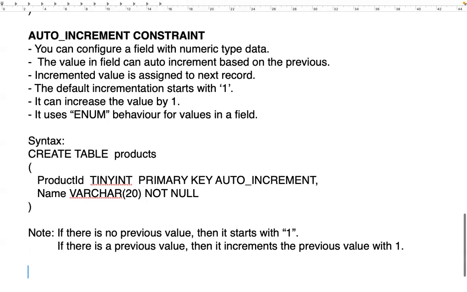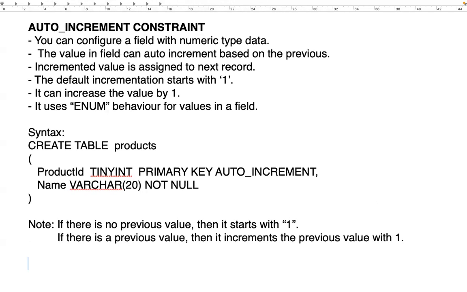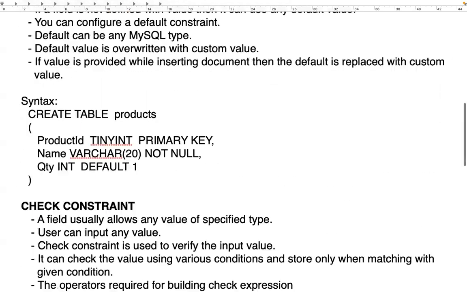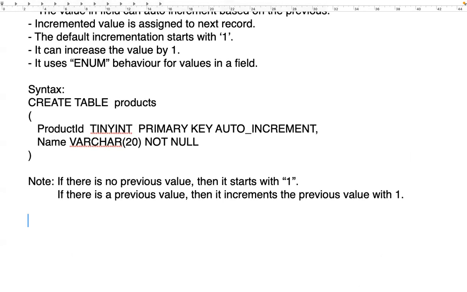Right. These are all the constraints related to columns. So we have the primary key constraint, unique key constraint, not null constraint, default constraint, check constraint, auto increment. These are all different constraints we are having. Now, next important, we have foreign key constraints.